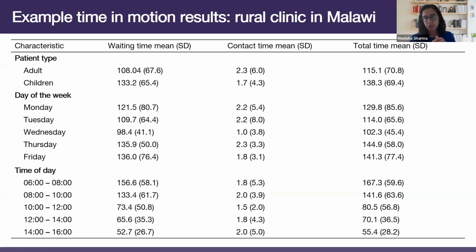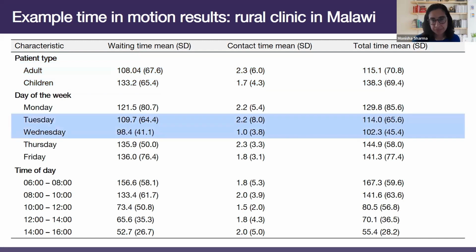And so this is an example of time and motion results from the published literature from a rural clinic in Malawi. And here, these results are split up by patient type. So we have adults and children and their average time spent waiting at their clinic and their average contact time. So that means the time that they're spending with a healthcare provider, and then the total time. And you can see most of their time is spent waiting to see a provider. And so in addition to capturing the average time and motion results, in this case, it was helpful to capture the variation over the days of the week and the times of the day.